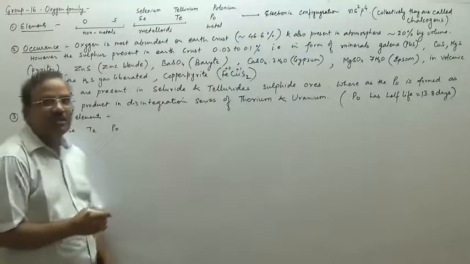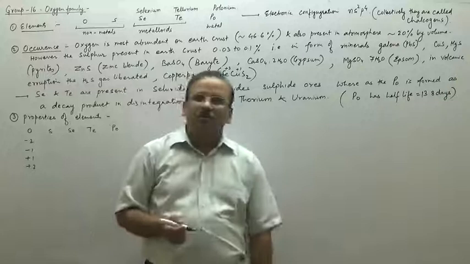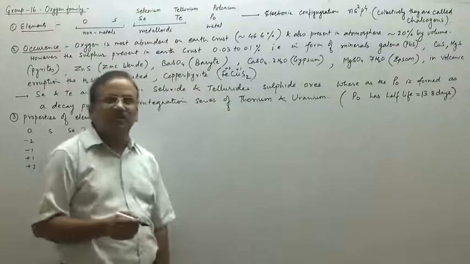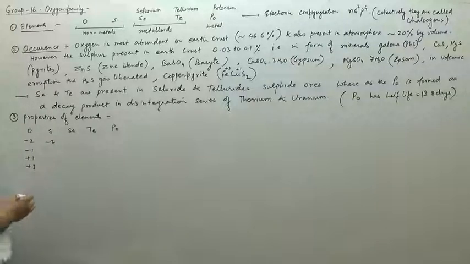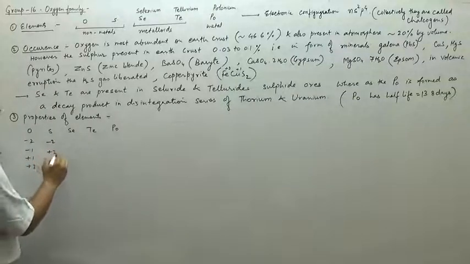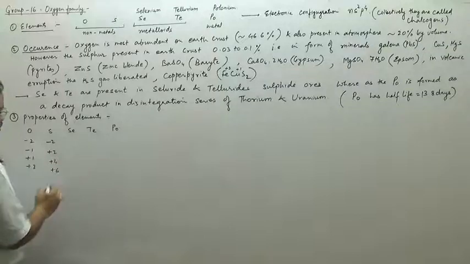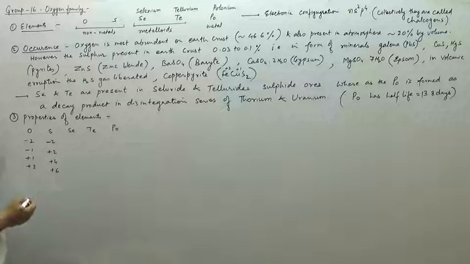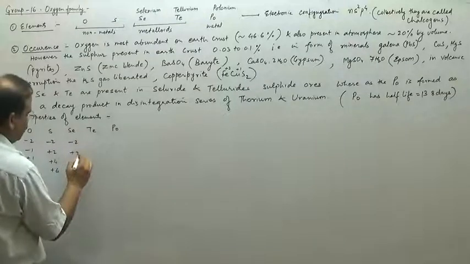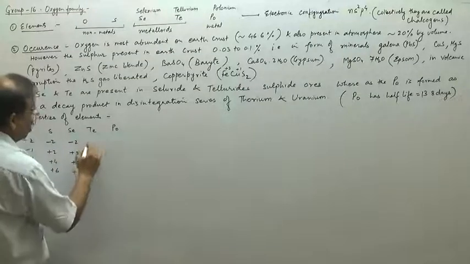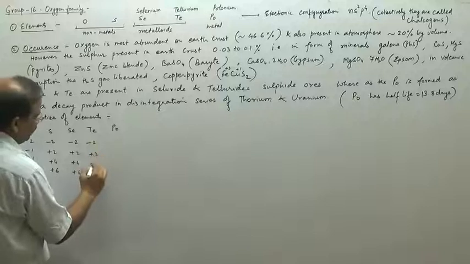This is the oxidation state that is shown by oxygen. Similarly, for sulfur it will be -2, then +2, +4 and +6. This is the oxidation state of sulfur. Similarly, for selenium, that is -2, +2, +4, +6. For tellurium, that is -2, +2, +4, +6.